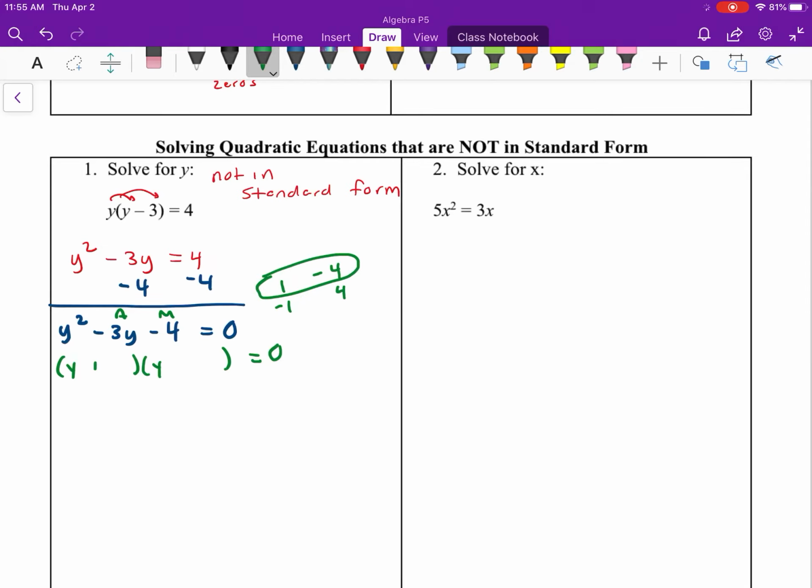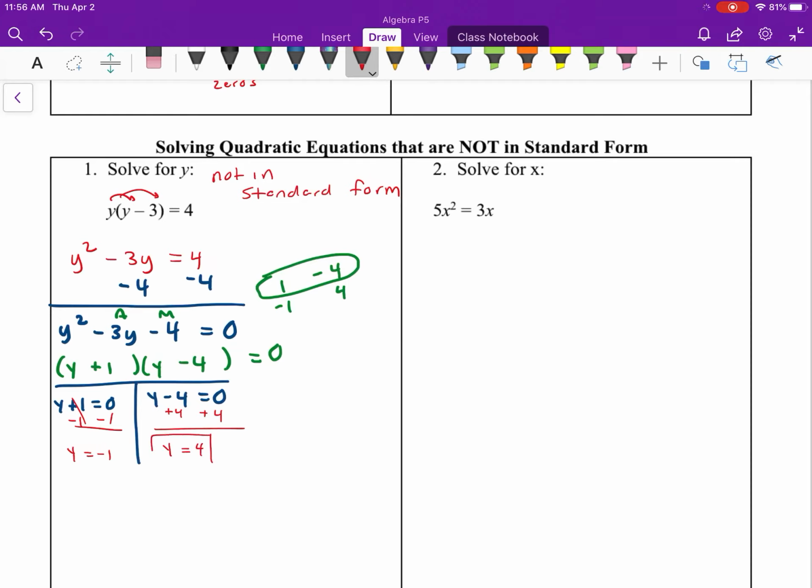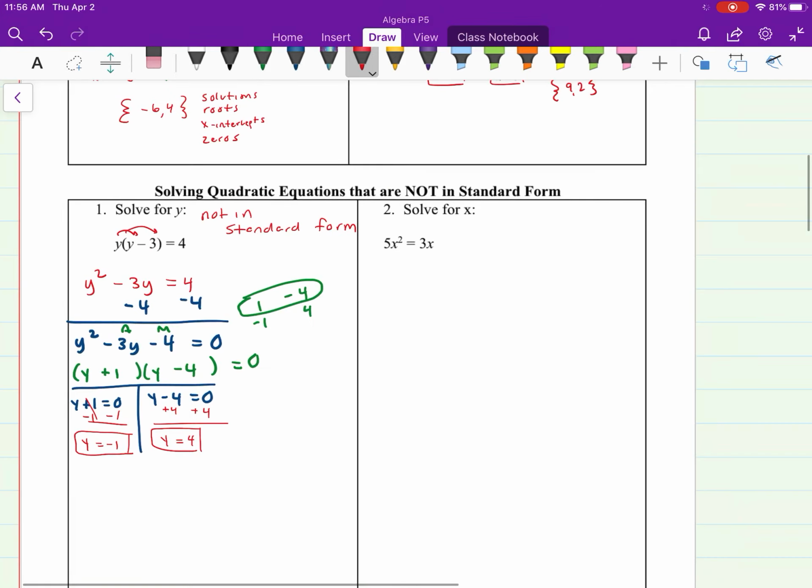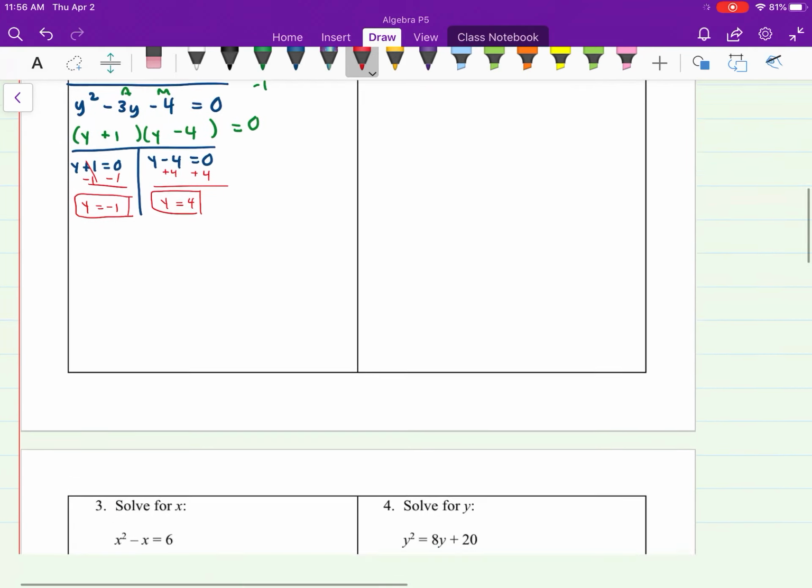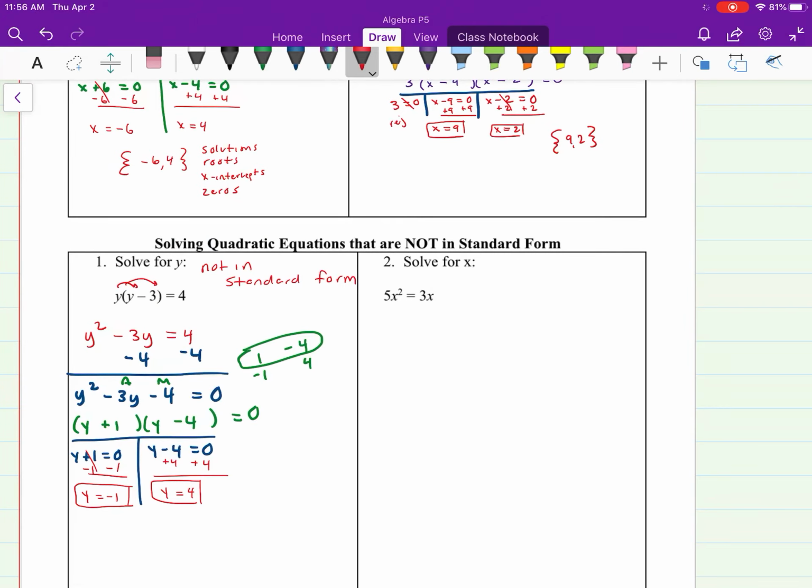Since I want the numbers to add up to negative 3, I'm going to go with a 1 and a negative 4. So positive 1, negative 4. Do your t-chart. Get your roots. Y minus 4 equals 0. Get y by itself, subtract 1. So y equals negative 1. And then add 4. And you get y equals 4. So this is essentially the same thing as yesterday, but the equations are not equal to 0 for you. You have to move things around and get it to be equal to 0 yourself.